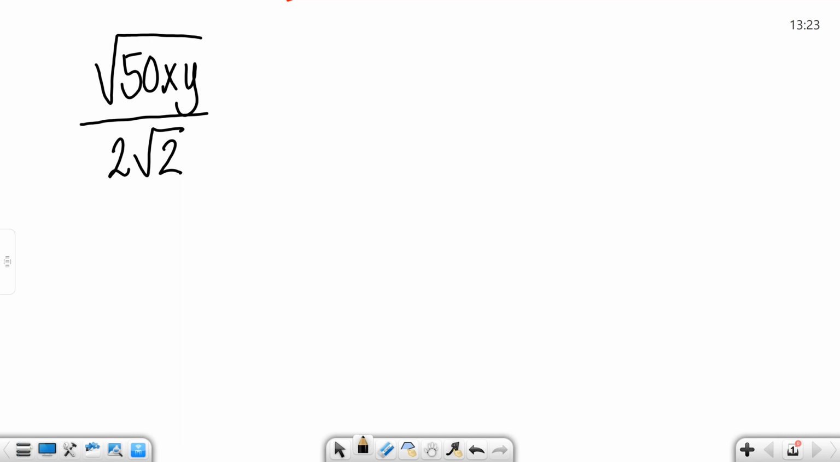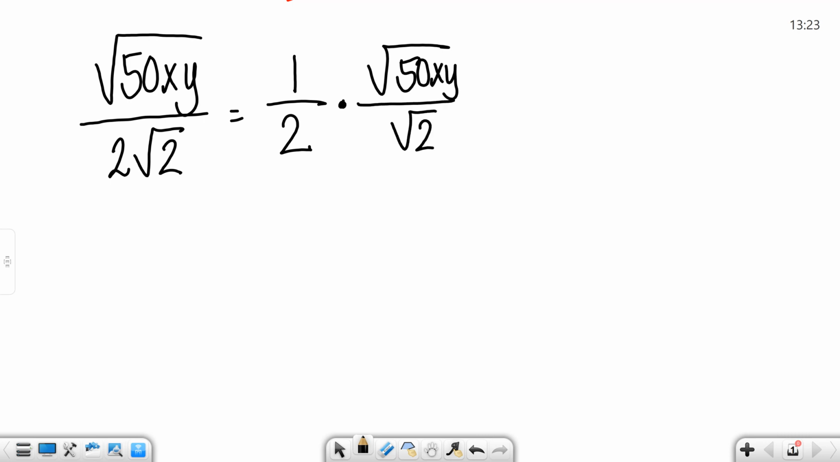So the first thing I'm going to do is rewrite what this says, because really this says 1/2 times the square root of 50xy divided by the square root of 2. So let that sink in for a minute. That 2 that was sitting out front of the square root of 2, it's like I slid it over to the left. But you can't have a nothing in the numerator, and multiplying 1 times the square root of 50xy doesn't change that square root of 50xy. Okay, so this little 1/2 is going to stay out front.